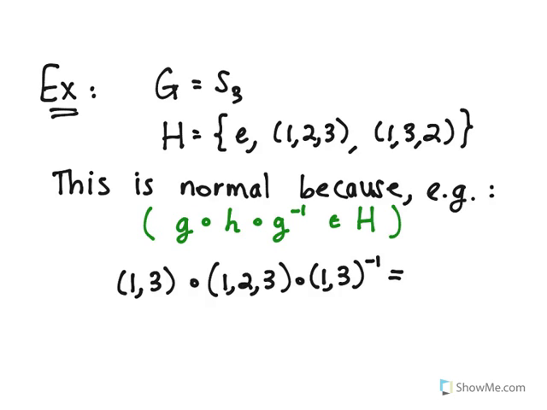For instance, I could let g be the cycle (1 3). That's an element of the symmetric group. It's not in H, but it doesn't have to be.